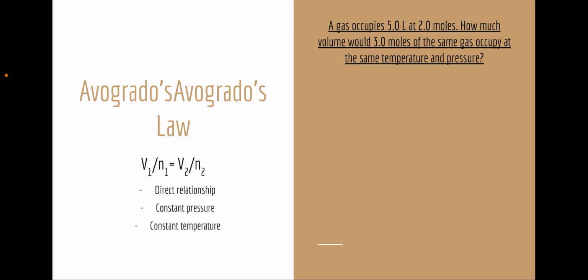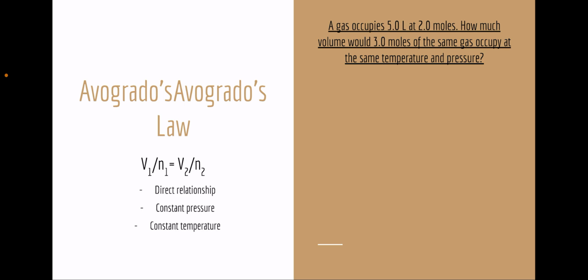To the right is an example. A gas occupies 5 liters at 2 moles. How much volume would 3 moles of the same gas occupy at the same temperature and pressure? Now, because the amount of particles or moles was increased, due to the direct relationship indicated by Avogadro's law, we also expect the volume to increase.